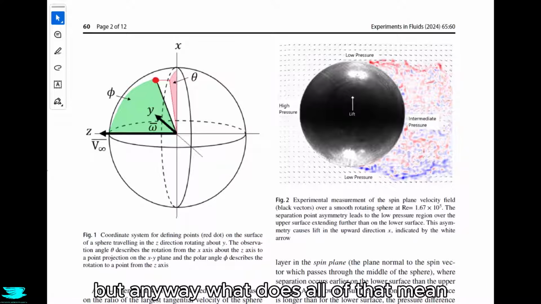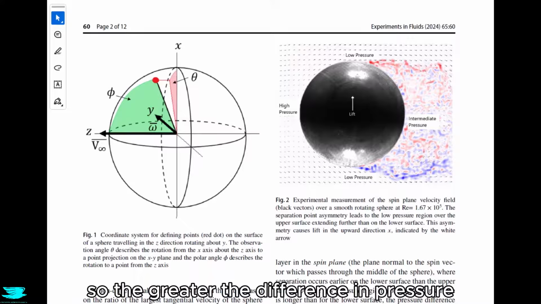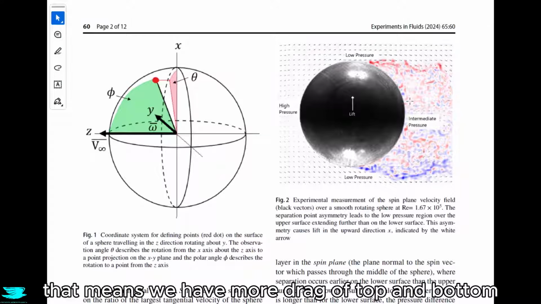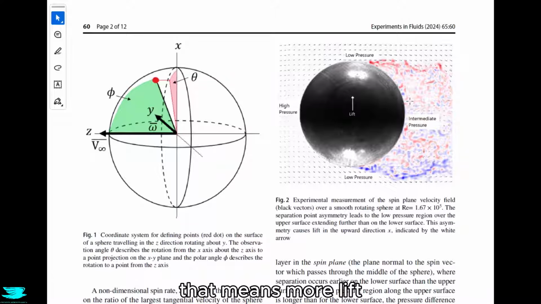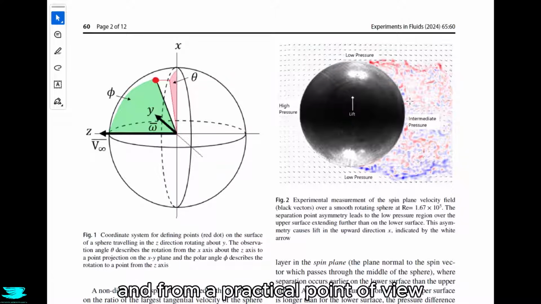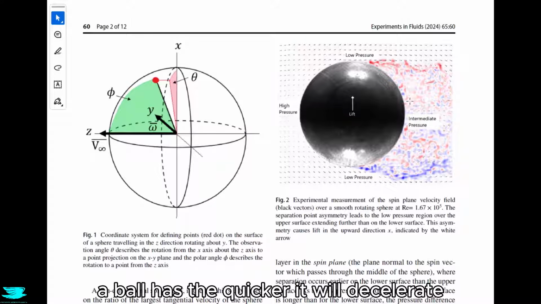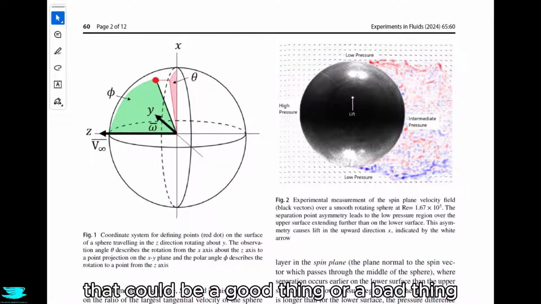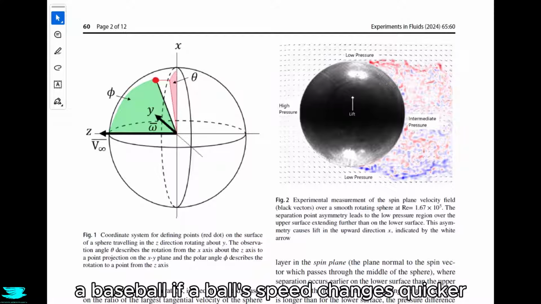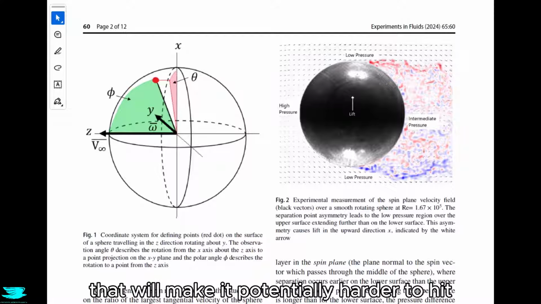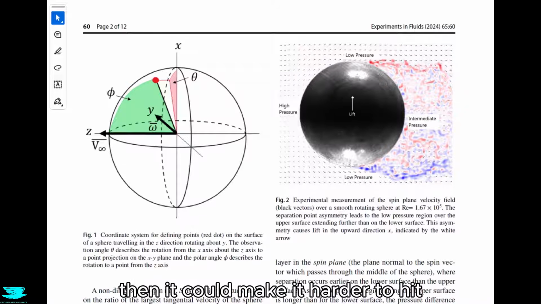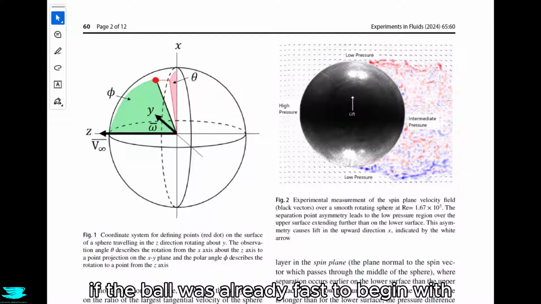But anyway, what does all of that mean? The greater the difference in pressure between one side and the other, so for example the front and the back, that means we have more drag, or top and bottom, that means more lift. And from a practical point of view, the more drag a ball has, the quicker it will decelerate, so the speed will drop sooner. For sports balls, that could be a good thing or a bad thing. For example, in baseball, if a ball's speed changes quicker, that will make it potentially harder to hit. On the other hand, if the ball can remain fast, then it could make it harder to hit if the ball was already fast to begin with.